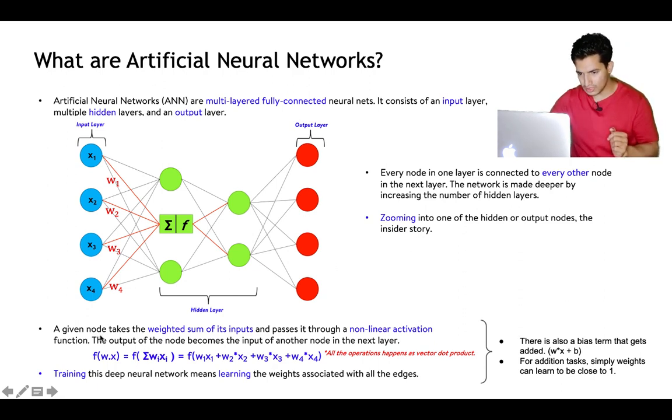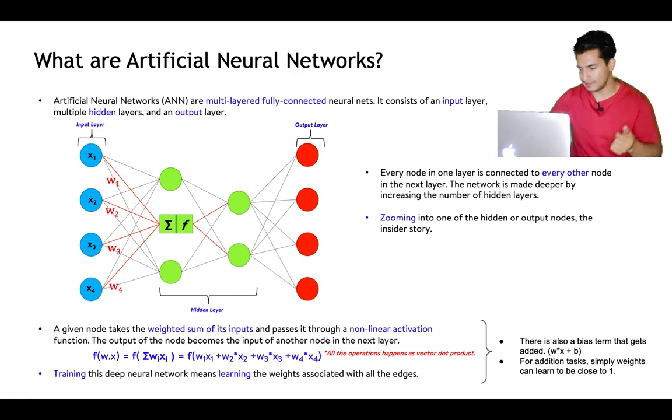At a given node, the weighted sum of its inputs is passed through a non-linear activation function. For example, in this node, first we do a weighted sum of inputs and weights, that is W1 times X1, W2 times X2, W3 times X3, W4 times X4, and then this weighted sum is passed through a non-linear activation function F. It can be ReLU, tanh, or sigmoid. And that goes as an input to the next layer. The output of the node becomes the input to another node in the next layer. Training this deep neural network means learning the weights associated with all the edges.